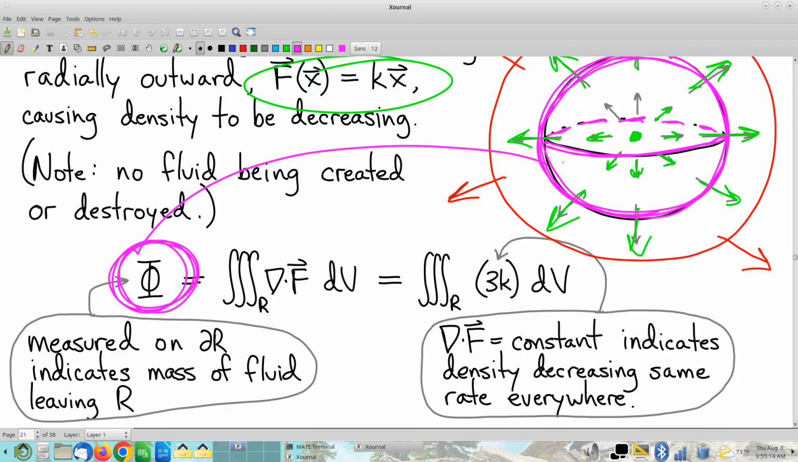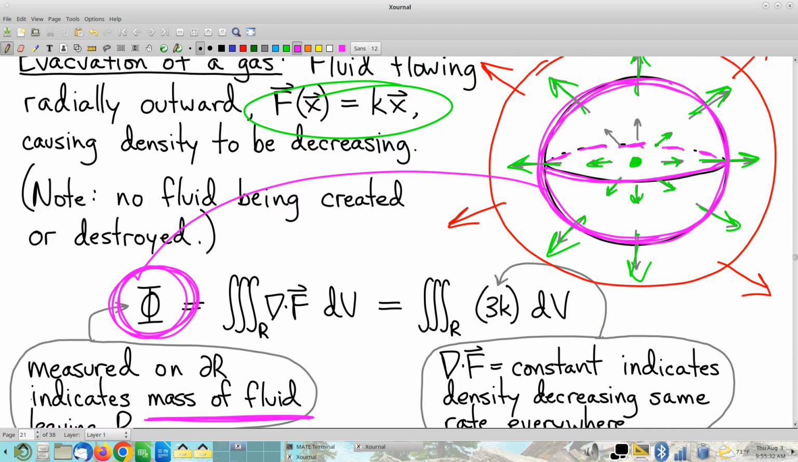And of course, what that means is there is fluid that is exiting the sphere. Again, that's what flux is. Flux is fluid passing through the surface. So this is fluid exiting the surface. Now, I can write down Gauss's divergence theorem. There it is.